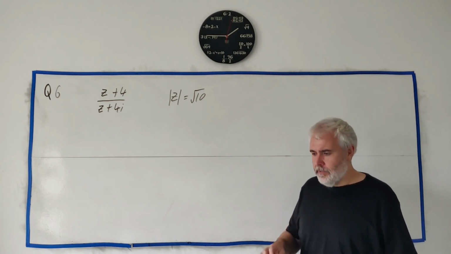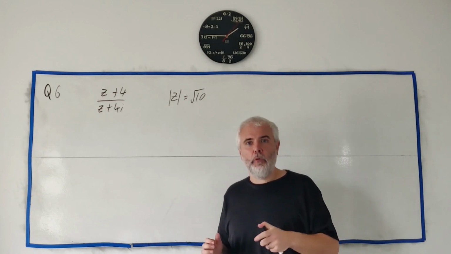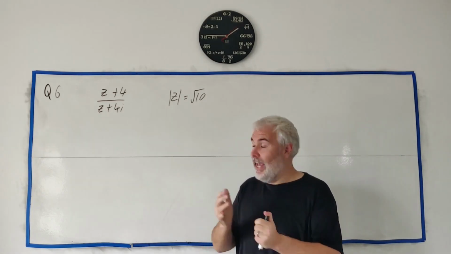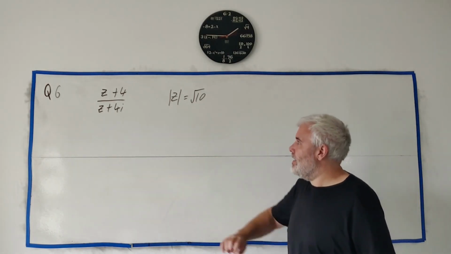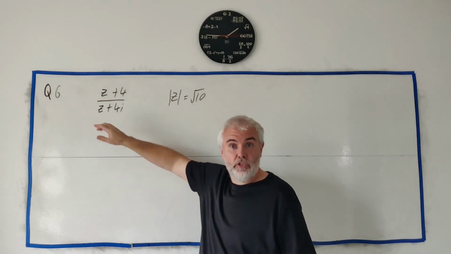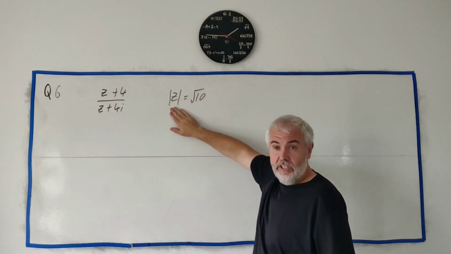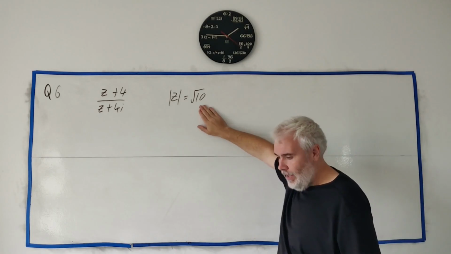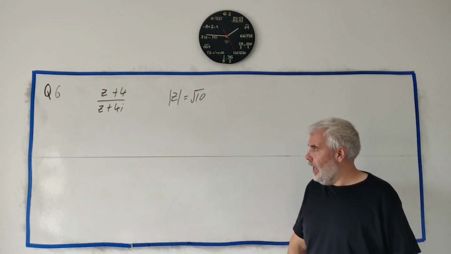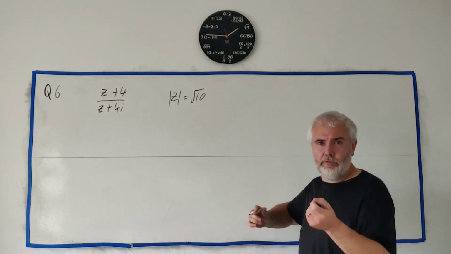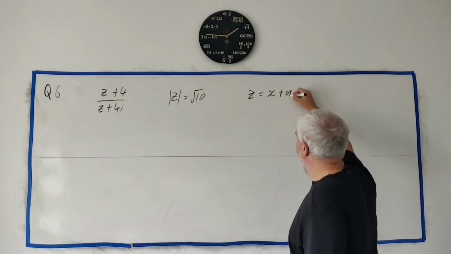What we have here is basically two clues they've given us. Ultimately they want to find z, the x and y part of z. The first clue is the fact that this division here is real. The next clue is that the modulus of z is the square root of 10. We're going to use both those clues to try and solve it. They tell us, which is quite helpful, that z is equal to x plus yi.